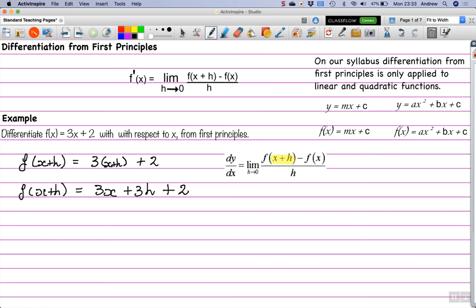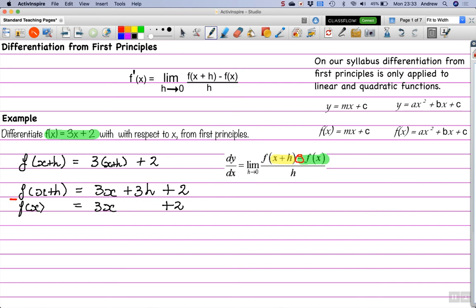plus 2. Now the next thing it says that we have to do is minus f of x. But we already know what f of x is. F of x is equal to 3x plus 2. So my trick is I write underneath this f of x, and here I write 3x, and then I write the plus 2 over here. And now I'm going to follow the instructions, and the instruction says I've got to minus these two things. I've got to take them away.